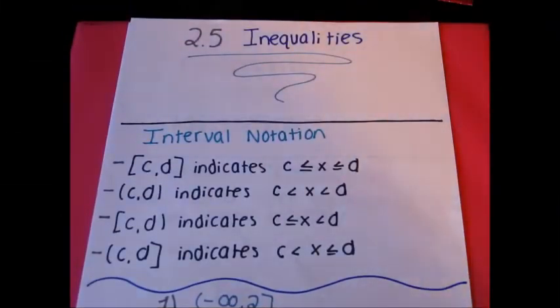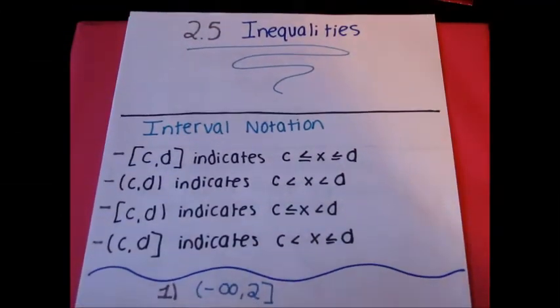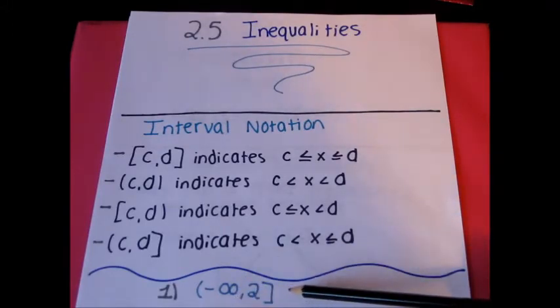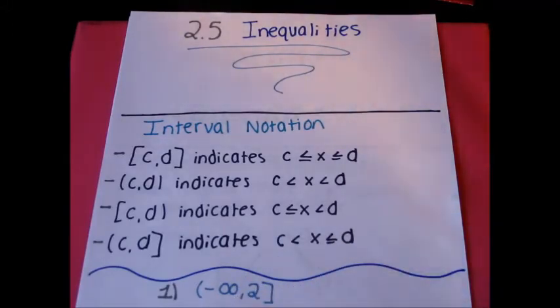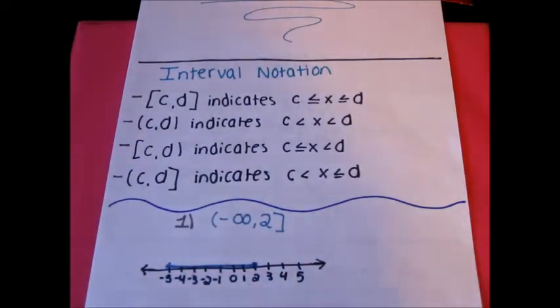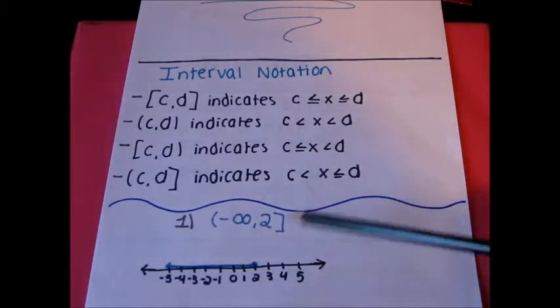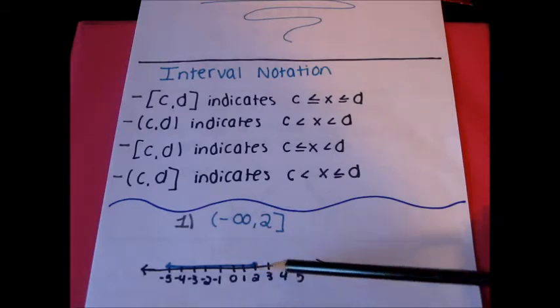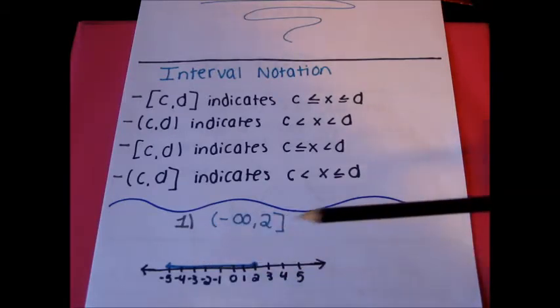Now looking at these examples for interval notation. This first one is negative infinity, comma 2. We know that this is halfway open due to 1 bracket and 1 parenthesis. So, taking a look at the graph for this example, we can see that the line stops at 2 and it's closed, and then it continues to negative infinity to the left.